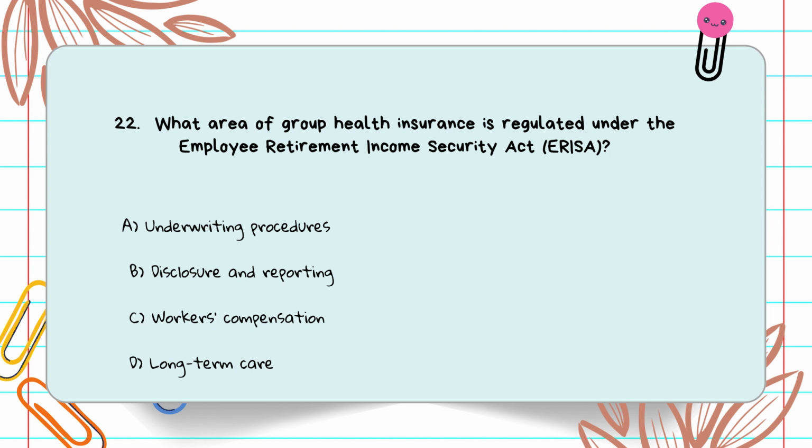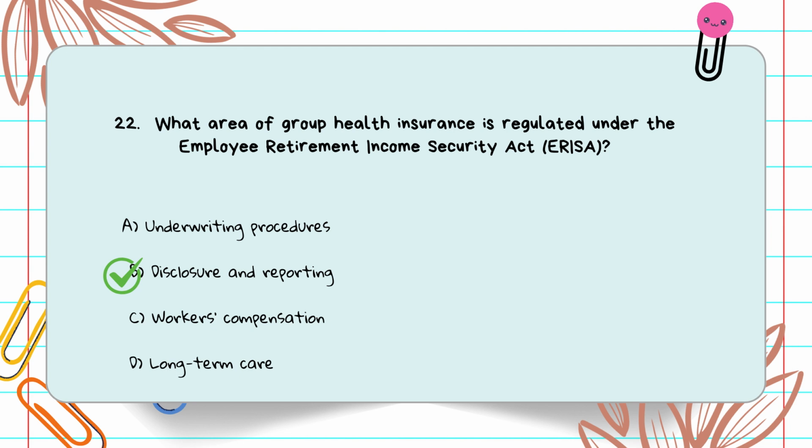Question number 22. What area of group health insurance is regulated under the Employee Retirement Income Security Act, ERISA? A. Underwriting procedures. B. Disclosure and reporting. C. Workers' compensation. D. Long-term care. ERISA focuses on transparency. It regulates the disclosure and reporting of group health insurance plans. The answer is B. Disclosure and reporting.